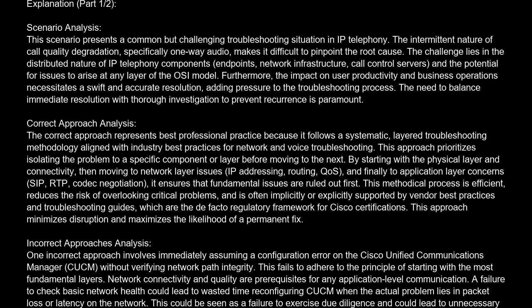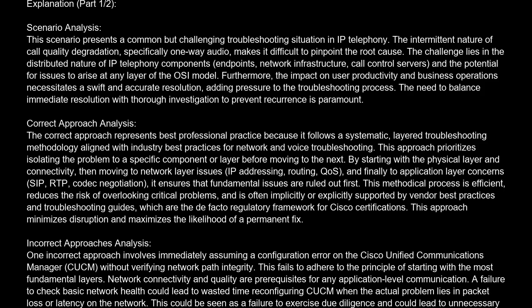Incorrect approaches analysis. One incorrect approach involves immediately assuming a configuration error on the Cisco Unified Communications Manager (CUCM) without verifying network path integrity. This fails to adhere to the principle of starting with the most fundamental layers. Network connectivity and quality are prerequisites for any application-level communication. Failure to check basic network health could lead to wasted time reconfiguring CUCM when the actual problem lies in packet loss or latency on the network. This could be seen as a failure to exercise due diligence and could lead to unnecessary system changes, potentially introducing new issues.